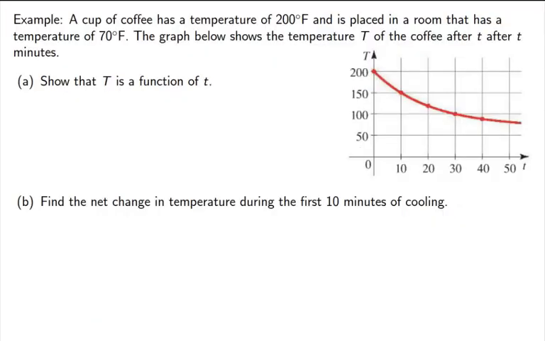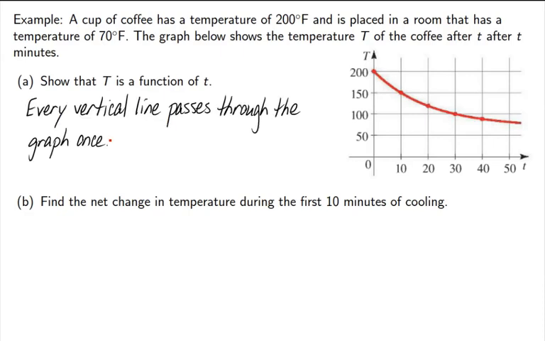Next example. We have a cup of coffee with a temperature of 200 degrees Fahrenheit that's placed in a room with temperature 70 degrees. And so we've got this cooling function here that shows how the temperature of the coffee changes after t minutes. To make a claim that this is a function of t is actually pretty straightforward. I'm not going to draw any lines on here because of the second part, but notice that every vertical line passes through the graph once. That's why we have a function of time here.